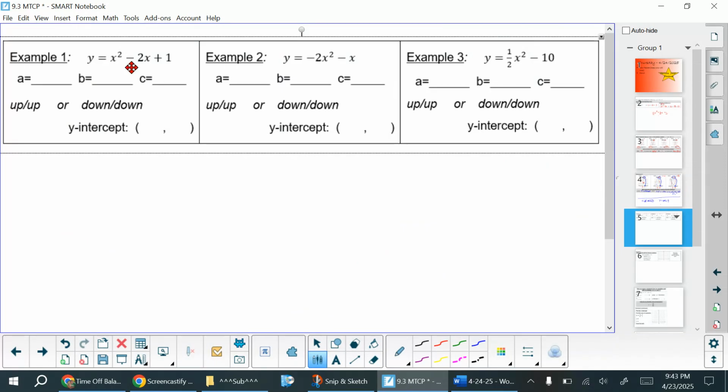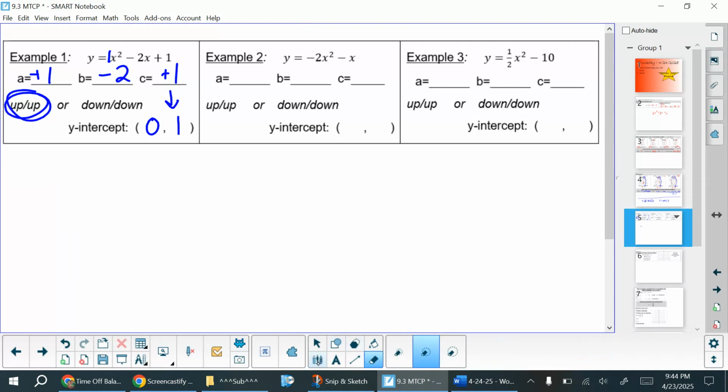So here, we've got our hidden 1 in front of the x squared, so ax squared, a is 1, bx, so b is that negative 2, and then c is the number by itself, positive 1. For the up, up, or down, down, I only look at my a value. A is positive 1, means it goes up, up. My y-intercept is going to be our c value. X is always 0, y is our c value. So my y-intercept is going to be 0, 1.